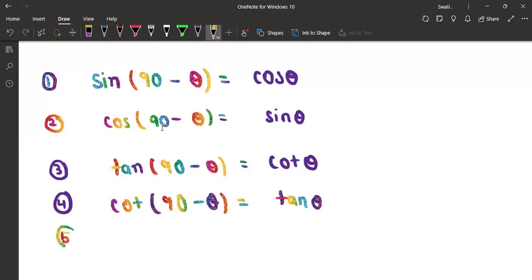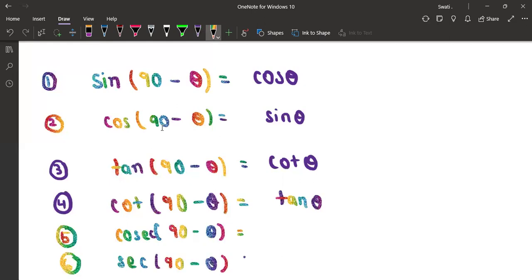Don't you think that it is very simple to learn, Manya? Sine is becoming cos, cos is becoming sine, tan is becoming cot, and cot is becoming tan, right? Now let's see what cosec is becoming and what sec is becoming. Can you tell me what is cosec 90 minus theta? Any guess? And what is sec 90 minus theta? Very good. Cosec 90 minus theta will become sec theta, and sec 90 minus theta will become cosec theta. I think this is clear, right, Manya?